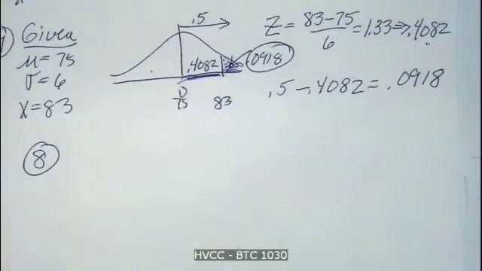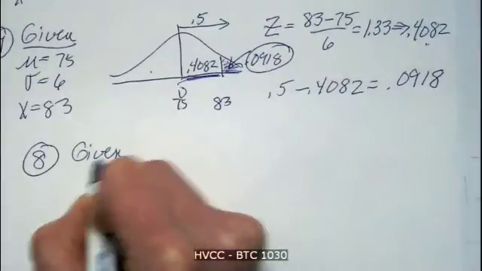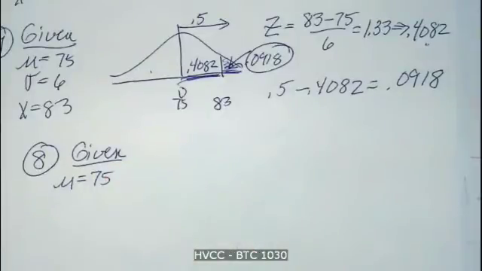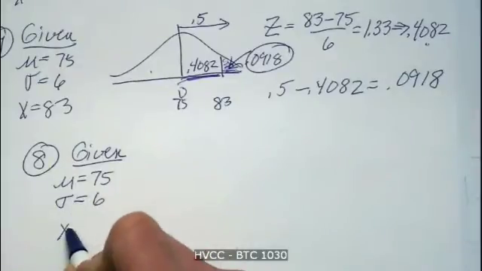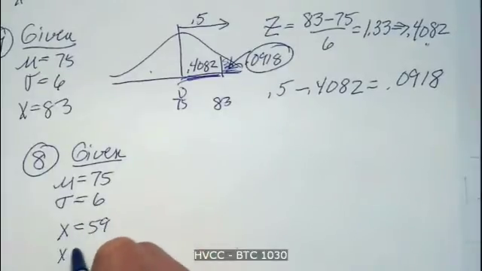What percent of the factory workers can assemble the parts between 59 and 66? Ooh. This is probably one of the hardest ones. Given that 75 is your mean, standard deviation is 6, and I gave you 59 and 66.